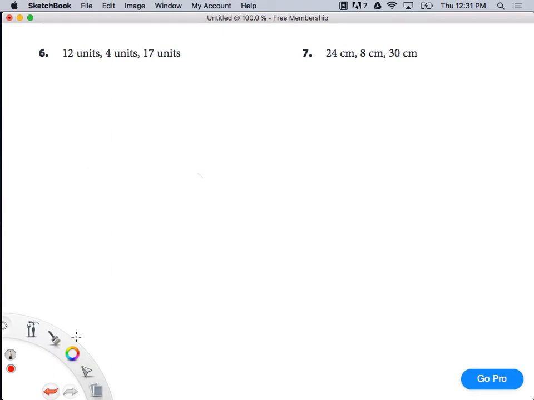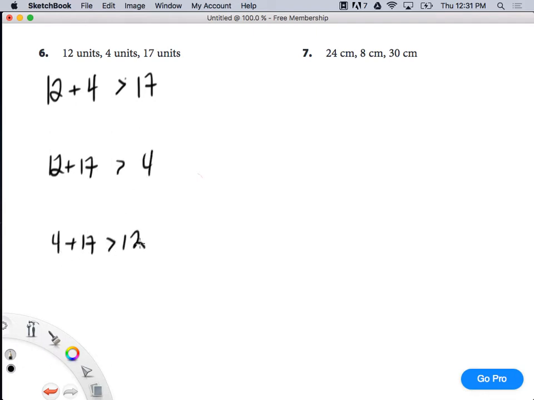Okay, wait, let me write this. All right, 12 plus 4 is greater than 17. No. 12 plus 17 is greater than 4. 4 plus 17 is greater than 12. Is 16 greater than 17? No, it's not. Is 29 greater than 4? Yes. 21 greater than 12? Yeah. So this is not going to work.